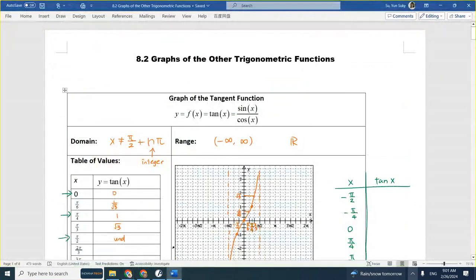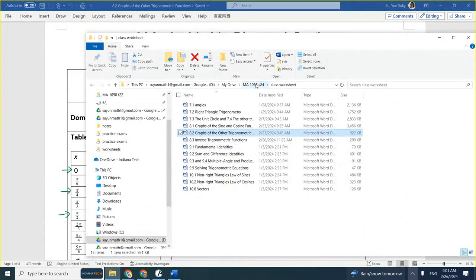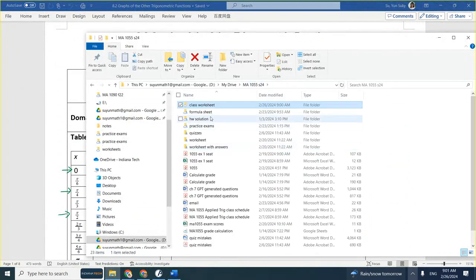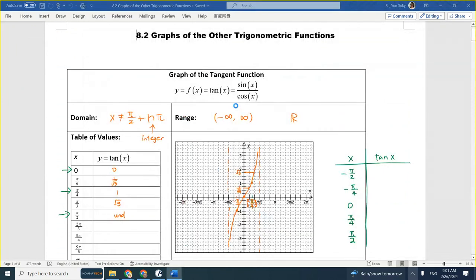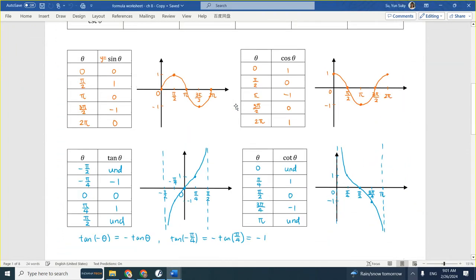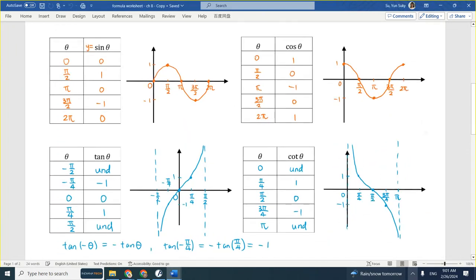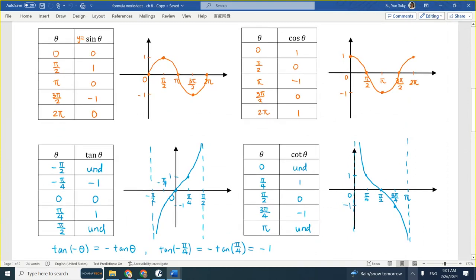Let's look at the chapter 8 formula sheet. In this chapter, the graph is very important. We study the graph of all 6 trig functions. Do you have this paper with you?